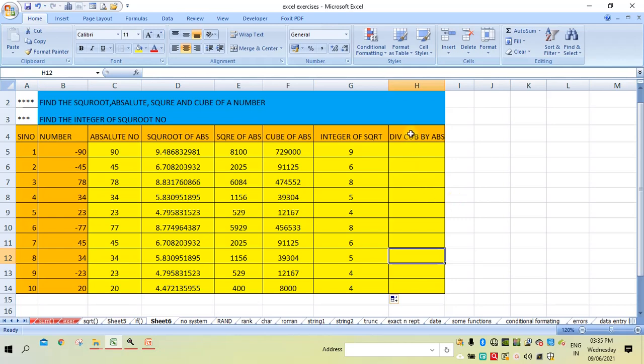So now in this column we divide cube value, it means this value, by absolute value. So these are the absolute value. So to do that, the formula will be is equal to cube value, this is a cube value, divided by absolute value. So you can get the answer. So let me copy the formula in remaining cells. So this way we can use all these functions.